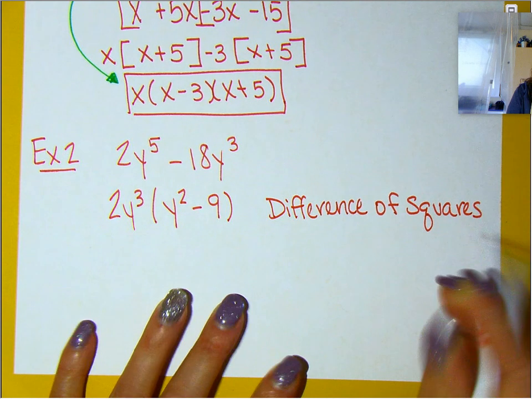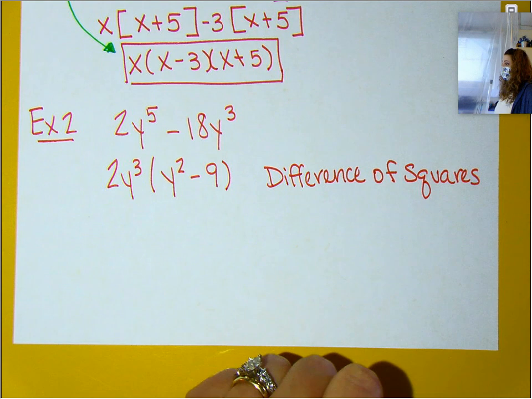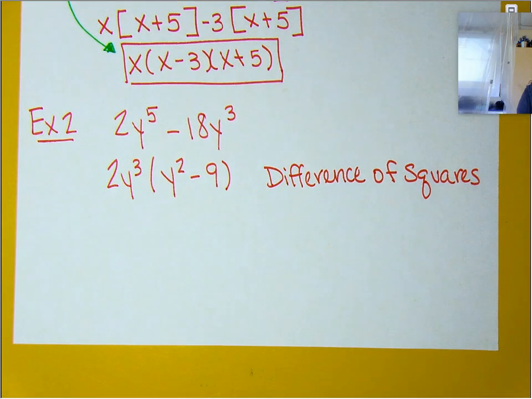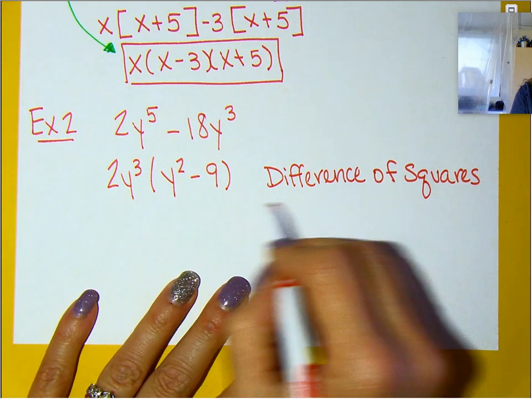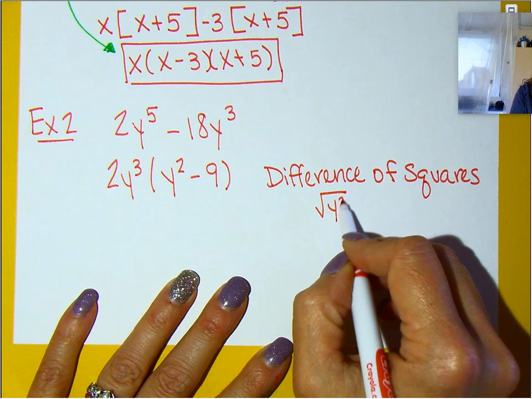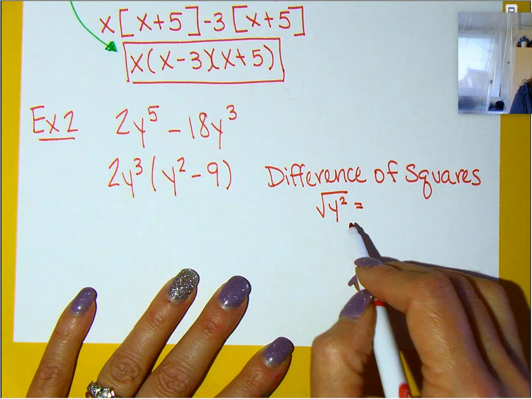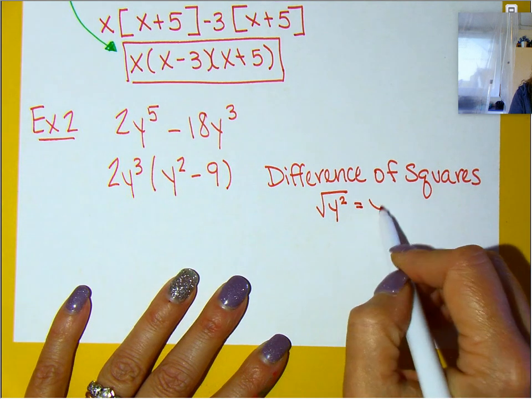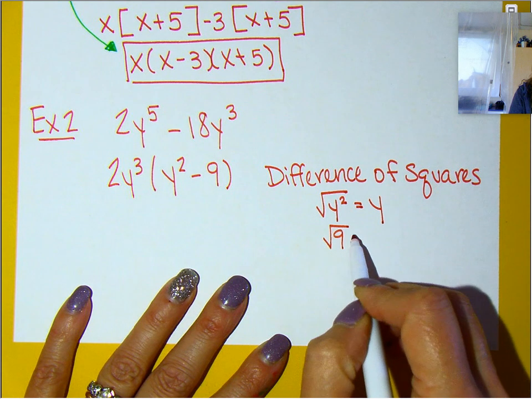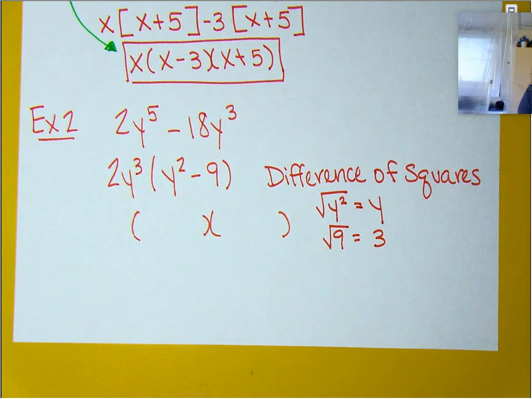Now, difference of squares will come up all the time from now until you're done with math. It's just a very popular thing that needs to be factored. So if I have y squared minus 9, remember difference of squares. You think, okay, it's a difference. Y squared is a perfect square. What's the square root of y squared? Y, good. And 9 is a perfect square. What's the square root of 9? 3. And then you remember it's 2 different parentheses.